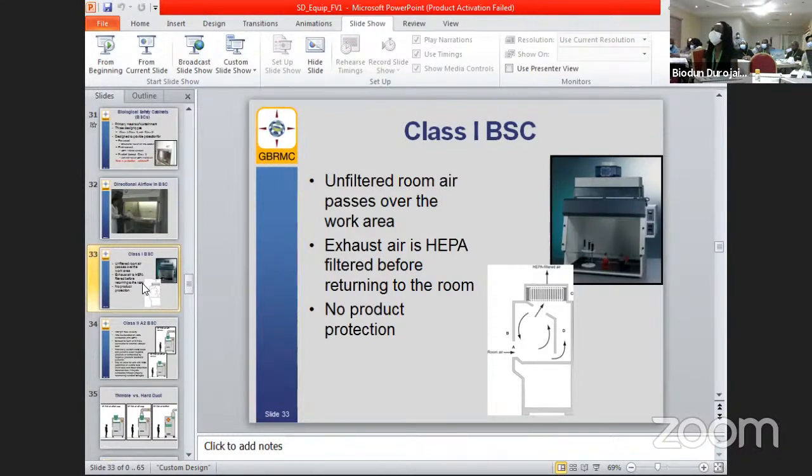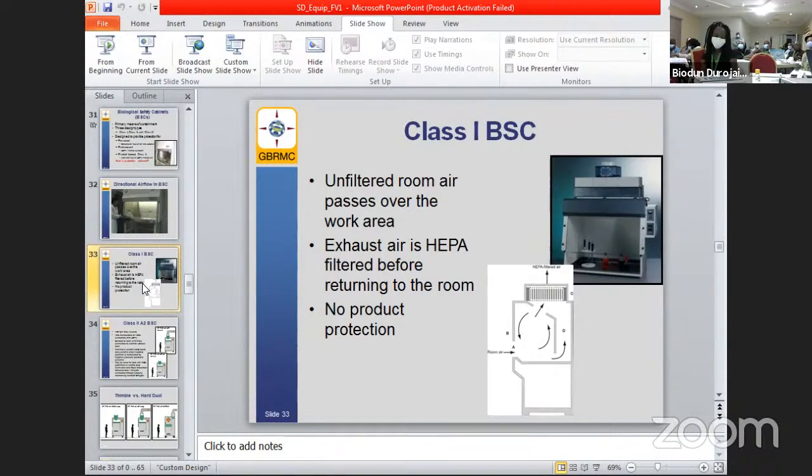Unfiltered room air passes over the work area. Fine, air just comes in and passes. But exhaust air is HEPA filtered before returning to the room. So that is what we're talking about: having this HEPA filter working, and before the air comes back to the room, this one is not ducted out. The air comes back to the room, but before it does, there's a HEPA filter that acts as a check that clean air comes back.